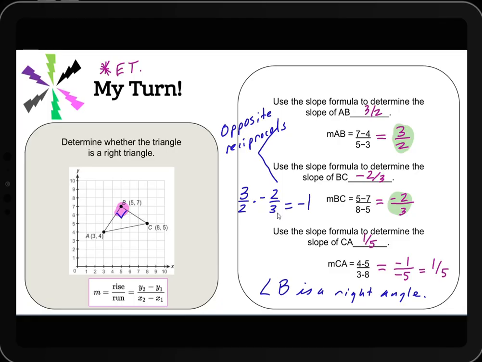So either or is acceptable, and it's nice to be able to justify why they're opposite reciprocals, which is what this does here, but it's not necessary to do both of these. State whether they're opposite reciprocals or not, or you can just show their product as -1. Either or is going to end up with the same exact conclusion, that angle B is a right angle, which ultimately answers the question, is it a right triangle? Yes, it's a right triangle.